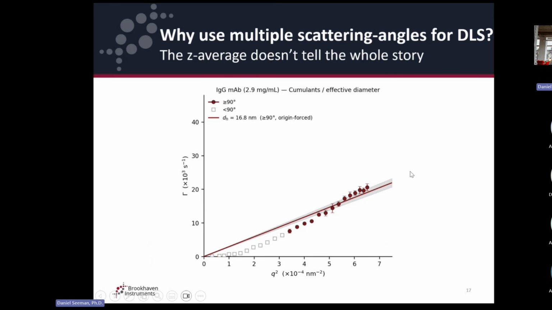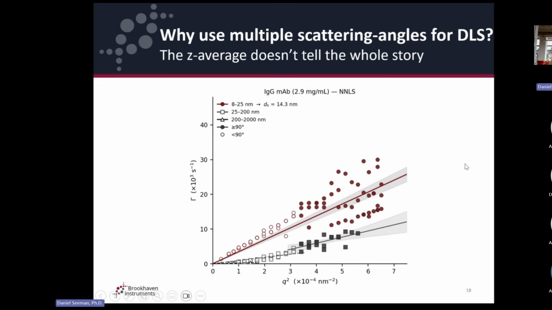We notice that if we try to do a best fit line to our gamma versus q squared, it deviates pretty substantially. That implies that the cumulant model is not doing a good job of actually describing the population present. If you happen to be sitting at certain points along this best fit line at certain scattering angles, you might get a more or less representative diameter, but that would depend a lot on where you are.